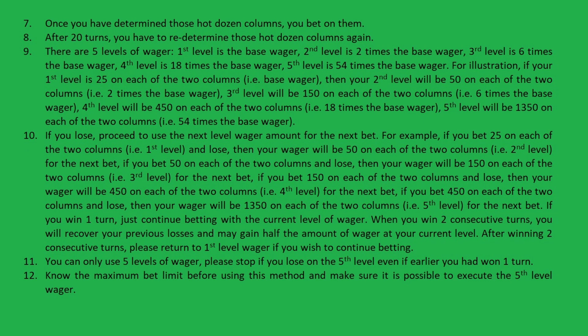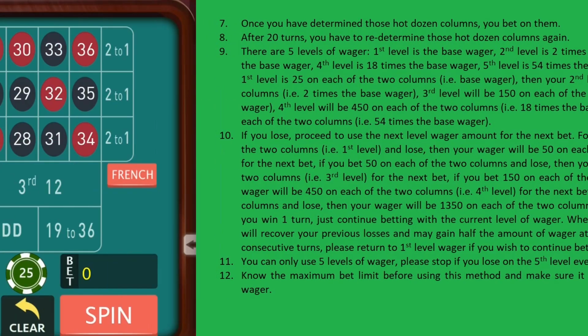Please stop if you lose on the 5th level even if earlier you had won 1 turn. 12. Know the maximum bet limit before using this method and make sure it is possible to execute the 5th level wager. Start demo.